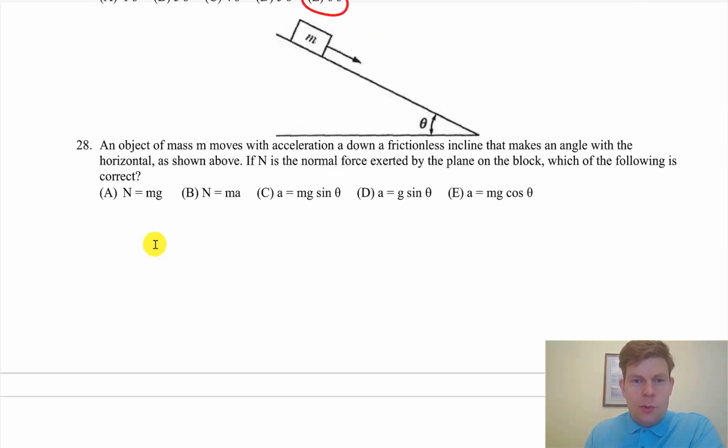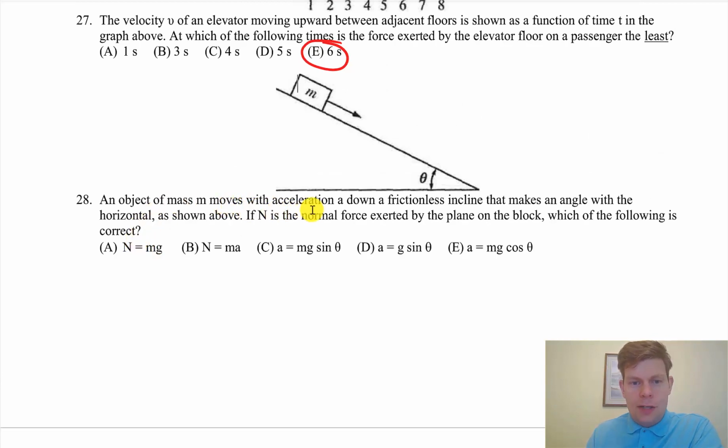All right, so 28. We've got an object of mass m that moves with an acceleration a down a frictionless incline that makes an angle with the horizontal as shown above. If n is the normal force, which of the following is correct? I think it's just a equals g sine theta, which is kind of silly. Anytime you've got a frictionless incline, this is always true.